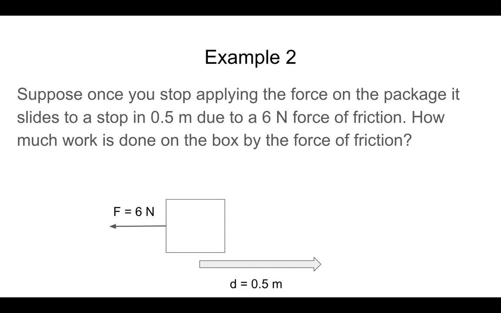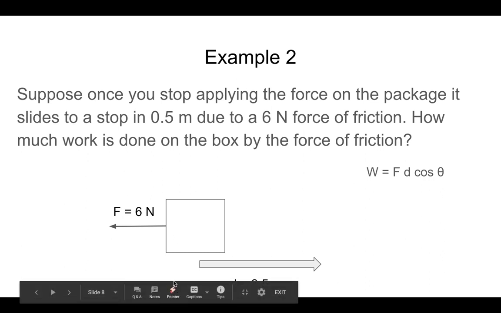So again, let's write down our work equation. Work is equal to force times displacement times the cosine of theta. Now in this example, force is going to be 6 newtons, that's the force of friction. Displacement is 0.5 meters now, but what is this theta? It's not 0 anymore. Remember, theta is the angle between the force vector and the displacement vector. If I look at my drawing here, the force vector is going to the left, the displacement vector is going to the right. So the angle between the two is actually 180 degrees. So now we are going to plug in that 180 degrees for our theta.